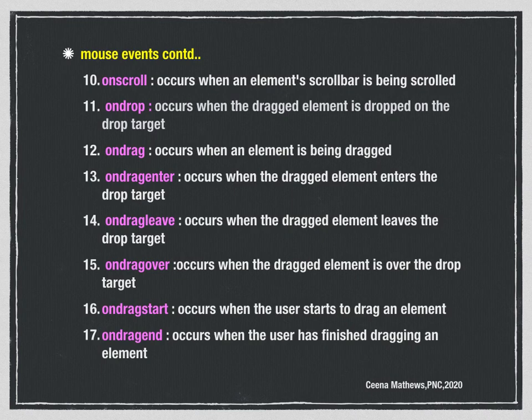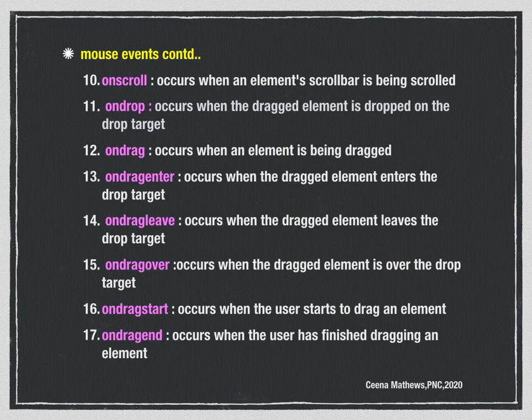On drop, this occurs when the dragged element is dropped onto the target. That is, when you drag an image and drop it, this event occurs. On drag also is similar to that. This occurs when an element is being dragged. That is, you drag an image, then this event occurs.